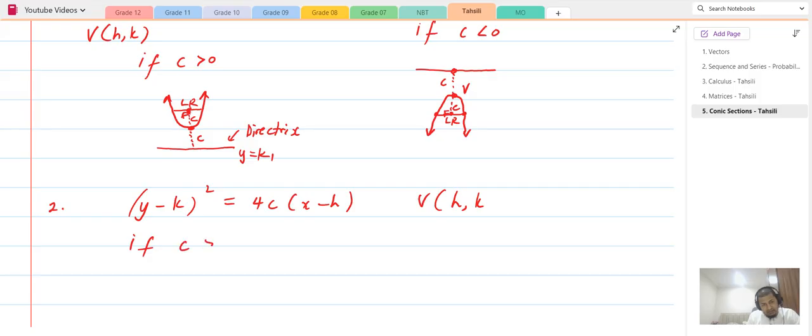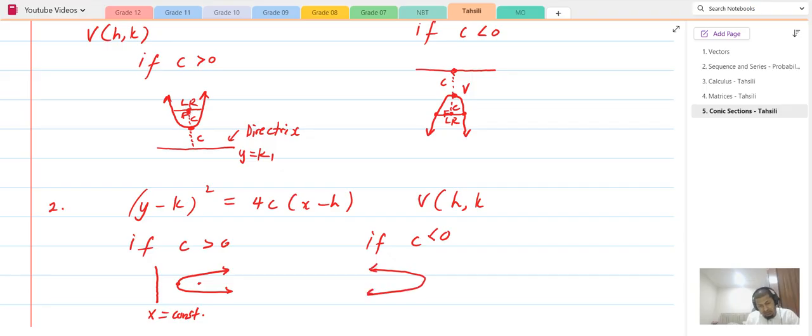If c is positive, then we have a parabola which is opening to the right. That's where the focus is, that's the vertex, and the directrix line is x is equal to a constant. If c is negative, then we have a parabola which opens to the left. The focus is inside here. The distance from the vertex to the focus is c, and the distance from the vertex to the directrix line is also c. I hope you guys understood that.